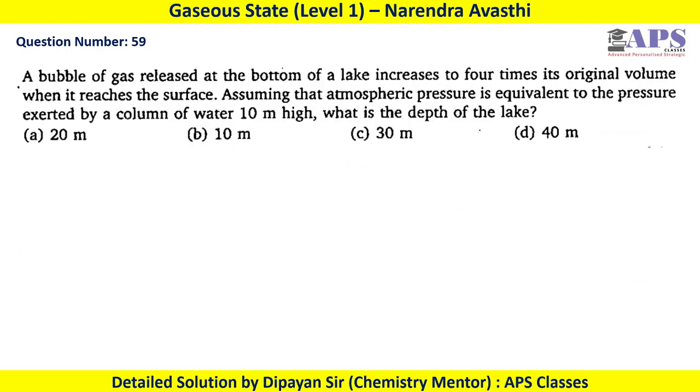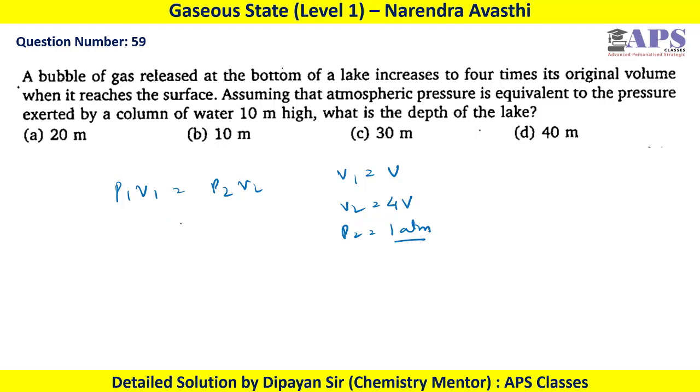In question number 59, a bubble of gas released at the bottom of the lake increases to 4 times its original volume when it reaches the surface. Assuming that atmospheric pressure is equivalent to the pressure of a 10 meter water column, what is the depth of the lake? We can apply P1 V1 = P2 V2 here. V1 is V and V2 is 4V according to the problem, and P2 is nothing but 1 atmospheric pressure.